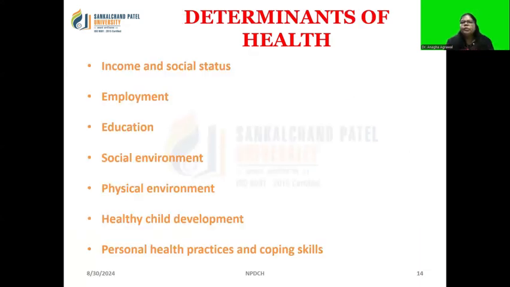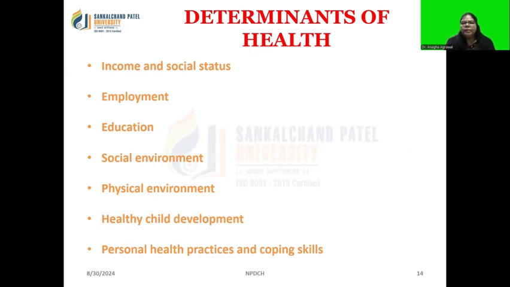Then there are some determinants of health. That means the factors which are responsible for our being healthy. So the very first is income and social status of that person. If you have a good economic status, a better socioeconomic status, then there is good health for that kind of person. Employment, so if the person is employed, he'll have better health. Education, if the patient is well educated, he'll understand the very meaning of prevention of that particular disease and will follow whatever the doctor has to say.